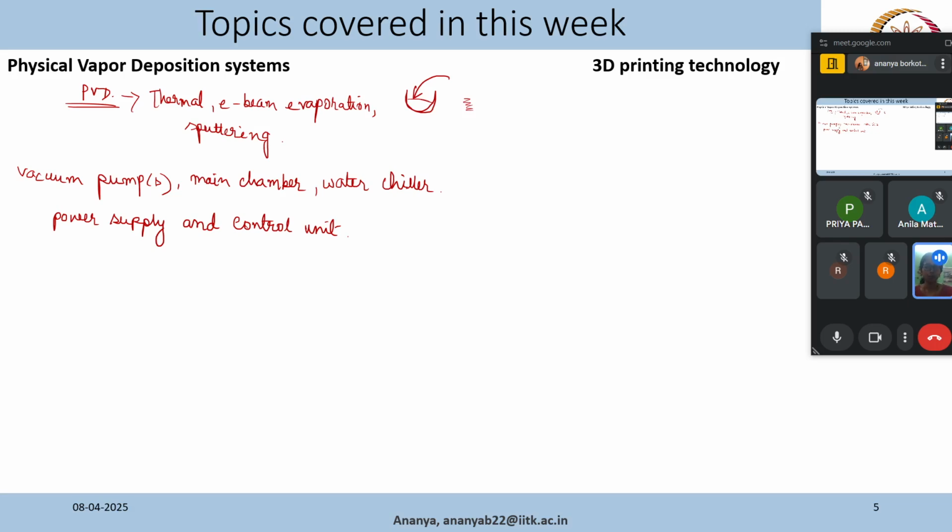And say we are operating an e-beam evaporation system. When the electron beam hits the target material and the material melts, it glows very brightly. We should not look at it directly without using any safety goggles. This is also very important while using this.